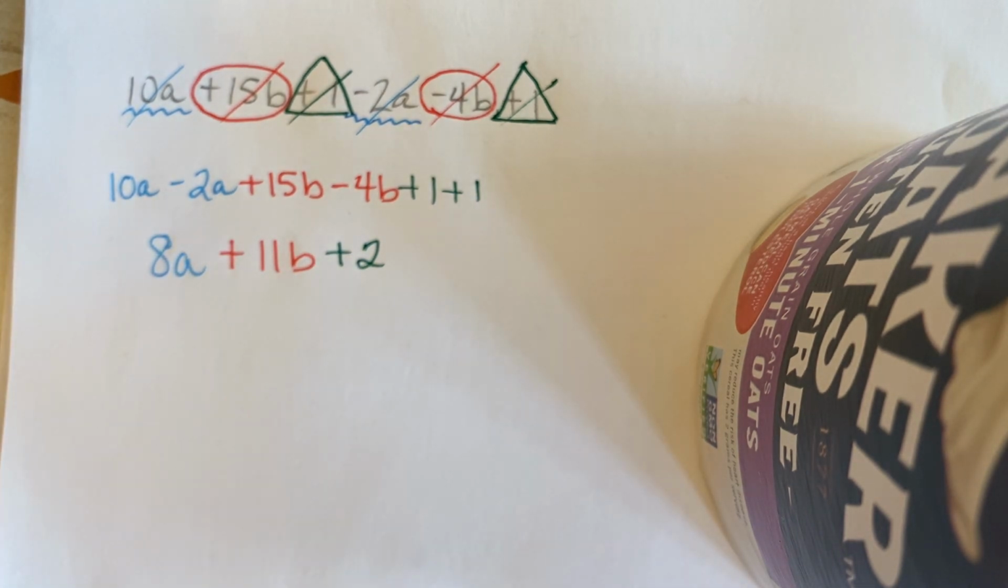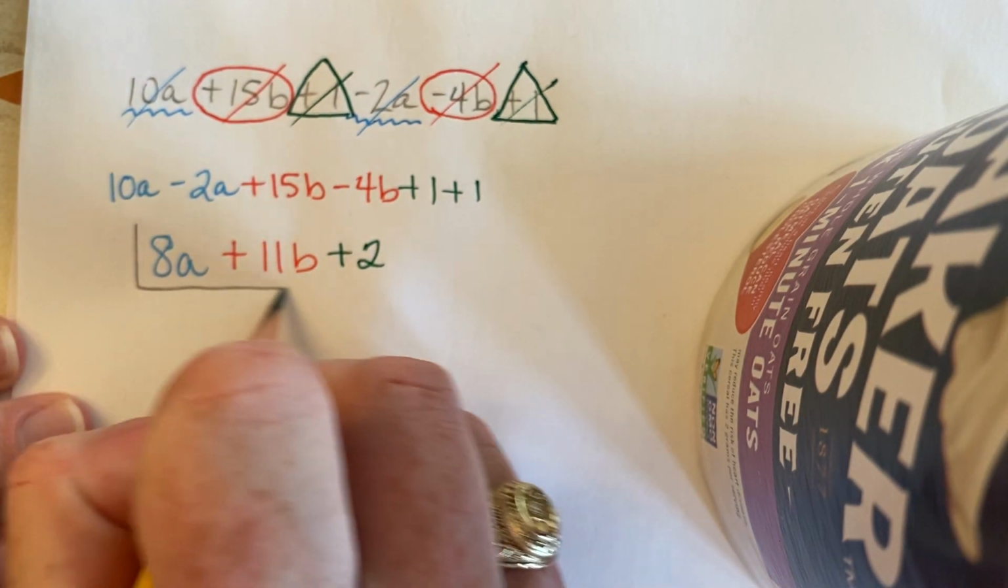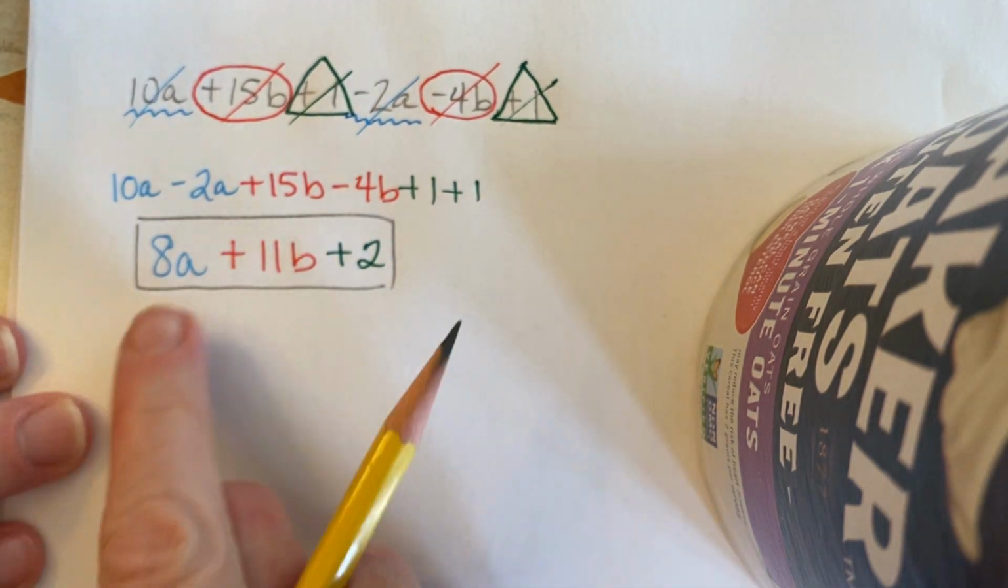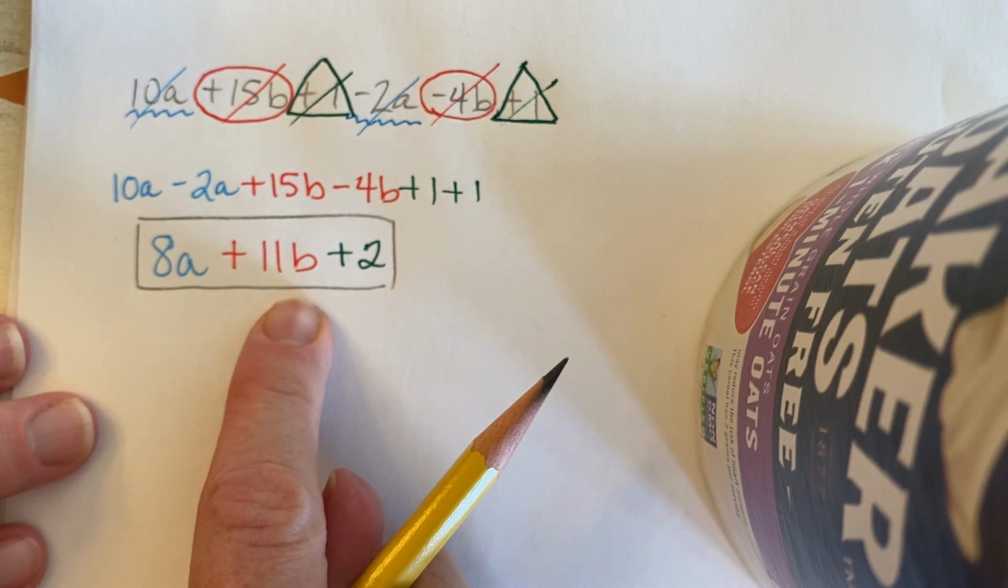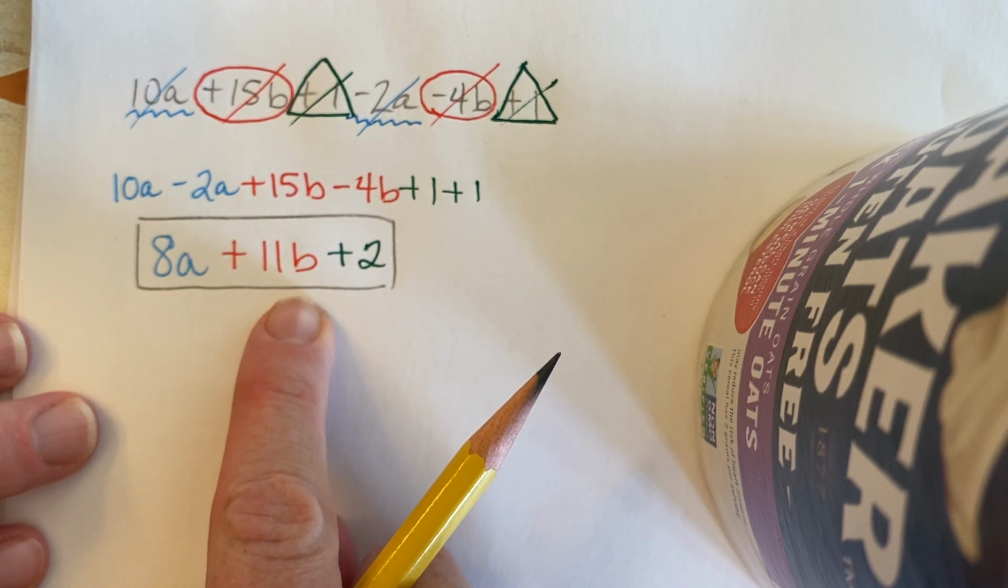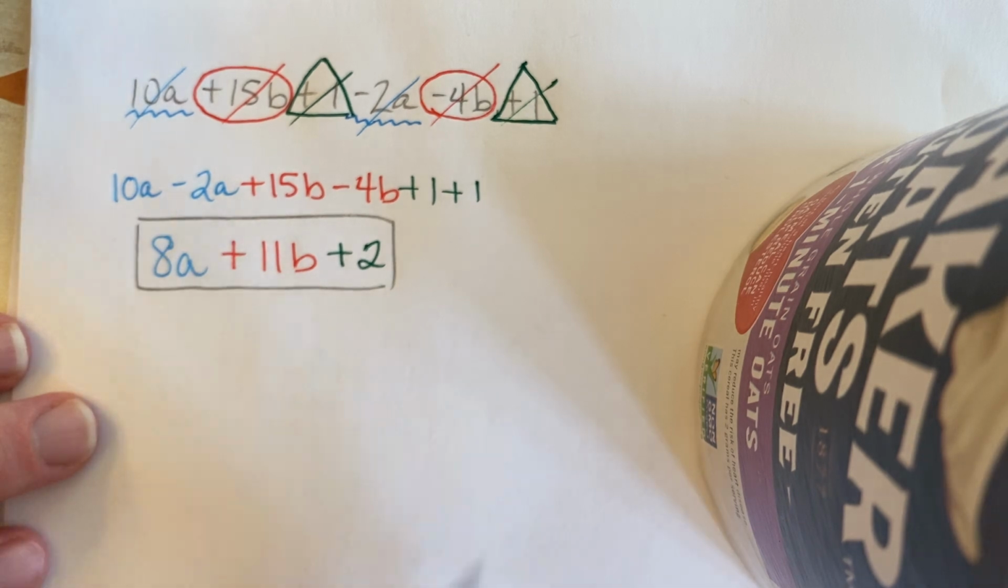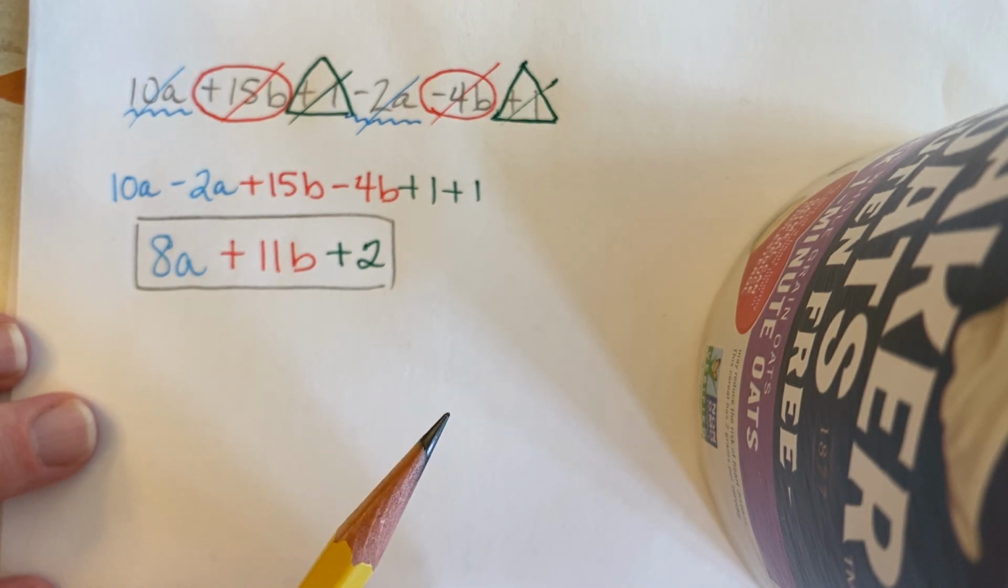At this point, we're done because we can't combine anything else. A and B are not like letters. They're not the same variable, so we can't combine them any further. This is the answer, the final expression. Okay. All right.